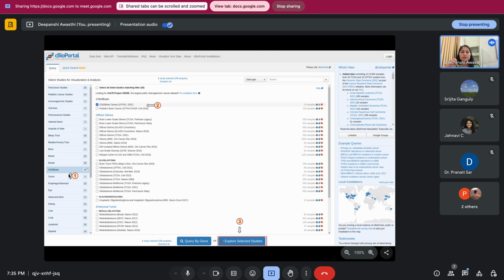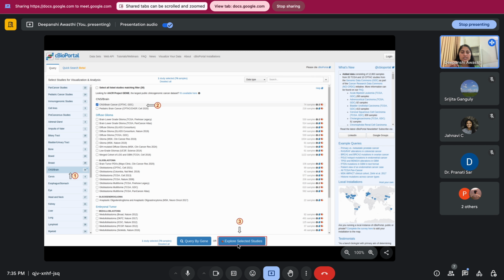So I hope you will be able to see these numbering. Firstly, we will select the CNS brain. Then in the middle section, we have to select any of the studies. For my case, I have selected the CNS brain cancer given by CPTAC GDC. It depends on you which study you want to see. It has 74 samples. So secondly, I have selected it.